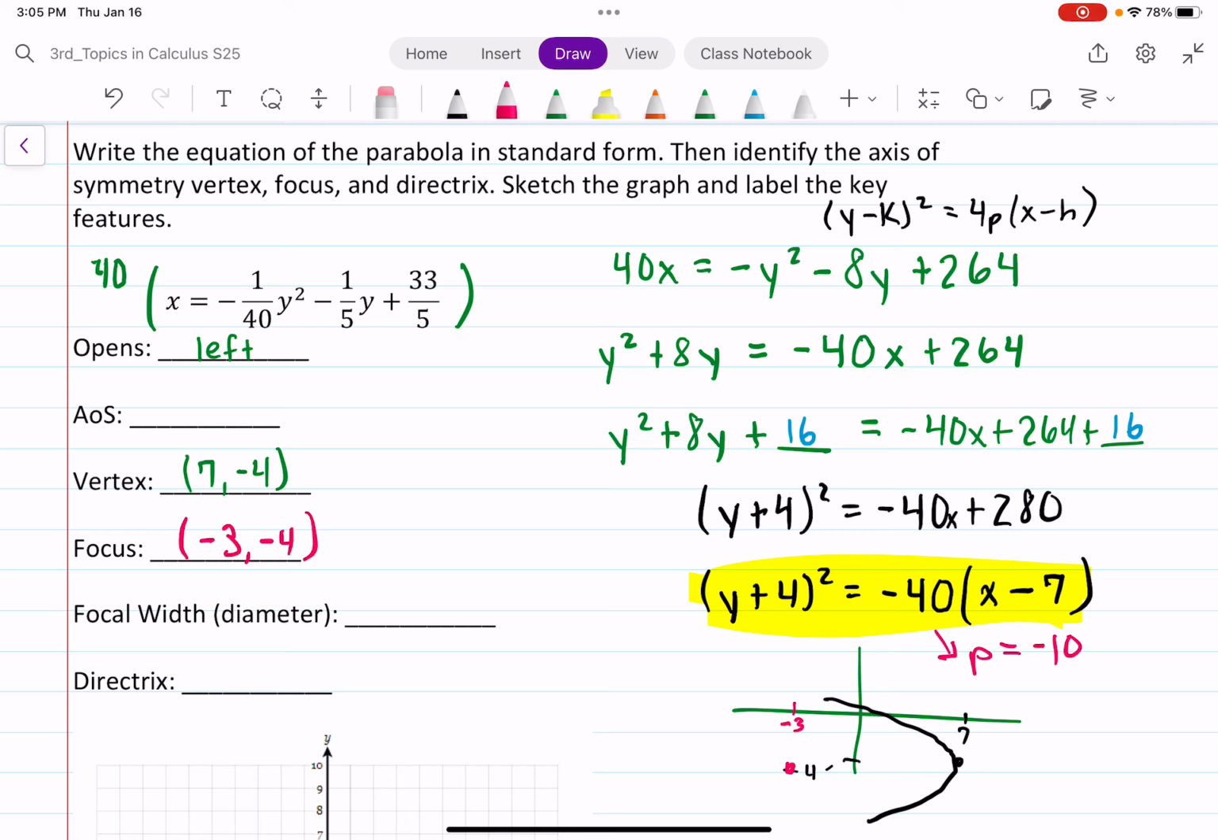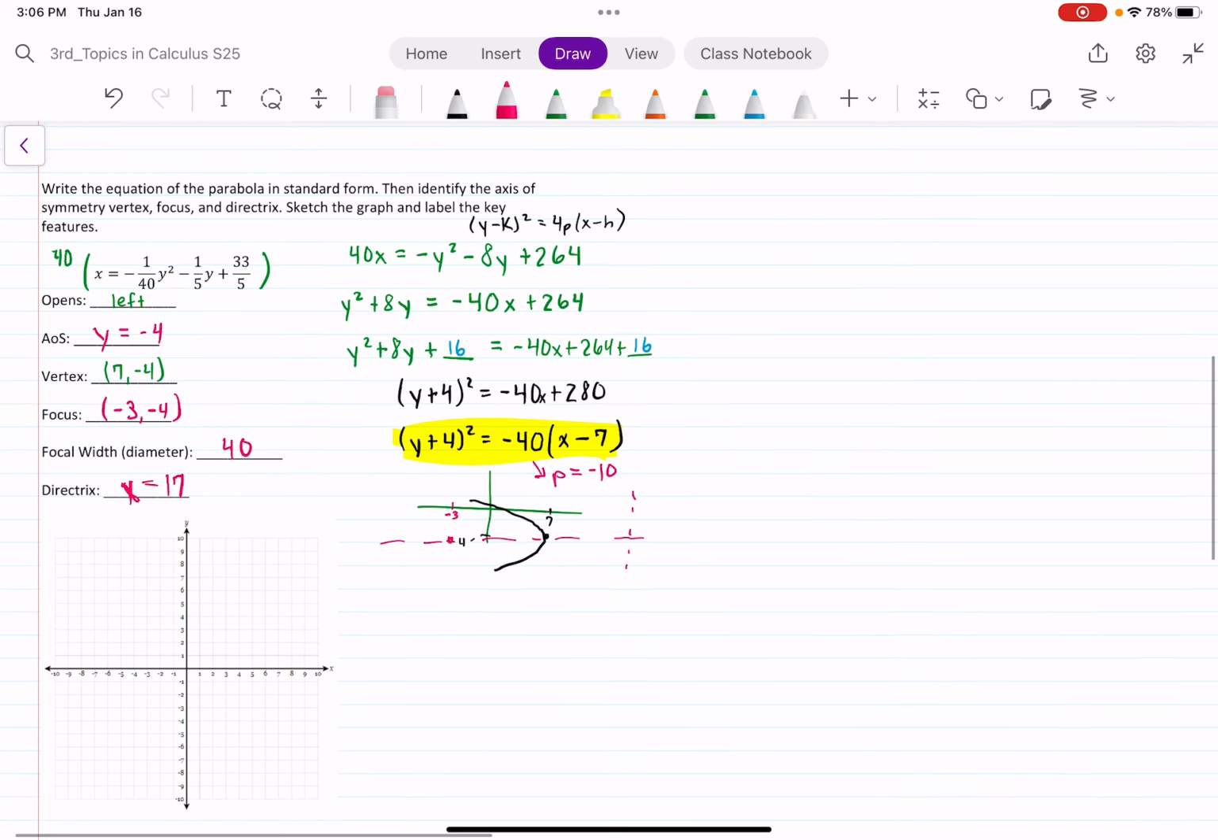Your focal width is the absolute value of 40. Your directrix is on the opposite side, so since it went 10 units to the left, then it's going to go 10 units to the right, which would be x equals 17, right? And then your axis of symmetry is always the halfway point of the parabola, which would be at y equals negative 4, okay?